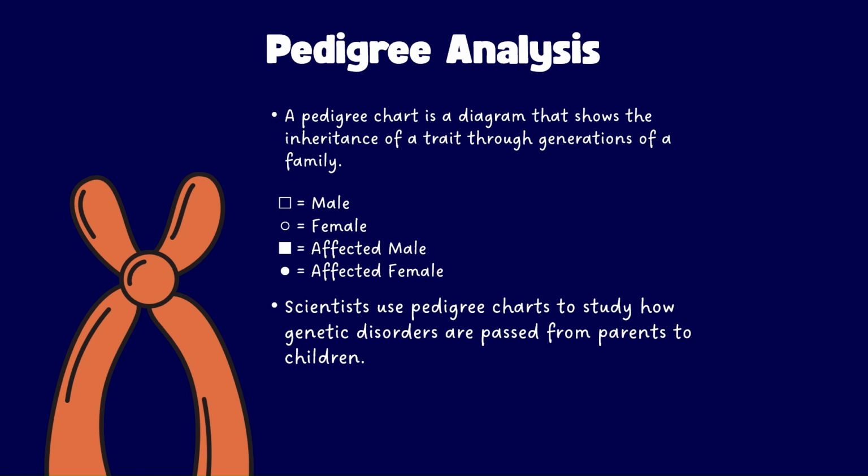Pedigree analysis. A pedigree chart is a diagram that shows the inheritance of a trait through generations of a family. Square for male, circle for female, filled square for affected male, filled circle for affected female. Scientists use pedigree charts to study how genetic disorders are passed from parents to children.